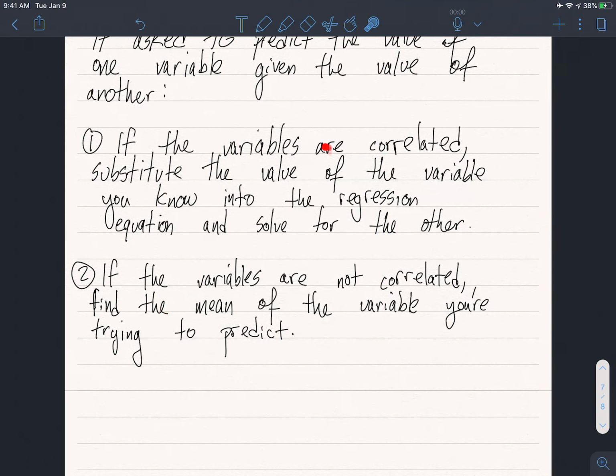Ignore the other variable, because you just said that there's no relationship, and just find the mean, and that's your prediction. Otherwise, you can use that other variable in the regression equation to solve for the other, and that would be a better prediction than just the mean, because you said there is a relationship. All right, I think that's everything from the section mathematically.